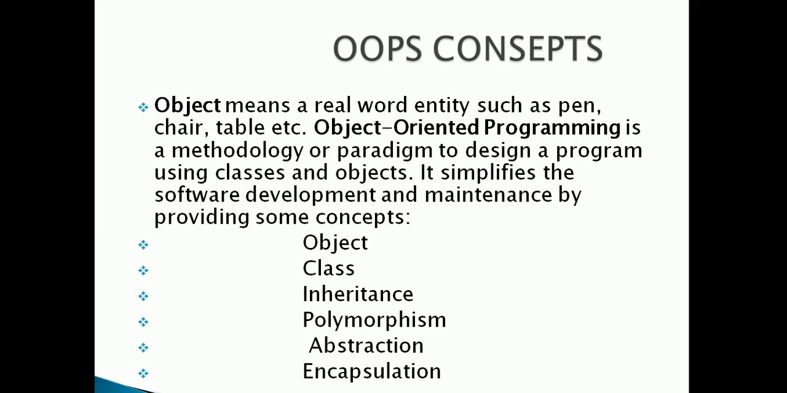As physics students know what is meant by object: every entity in the real world which occupies some space we call an object. As shown here, examples are pen, chair, table, etc. Everything we treat as an object. In this object oriented programming methodology, we design a program using classes and objects. It simplifies software development and maintenance by providing concepts like objects, classes, inheritance, polymorphism, abstraction and encapsulation.